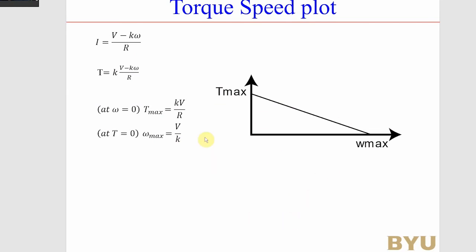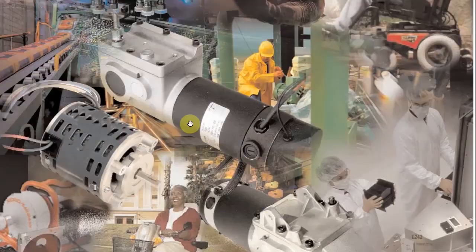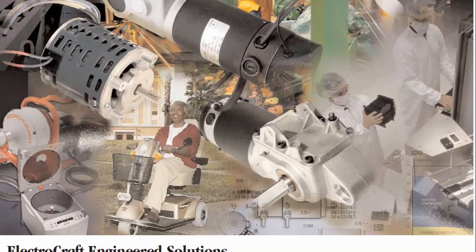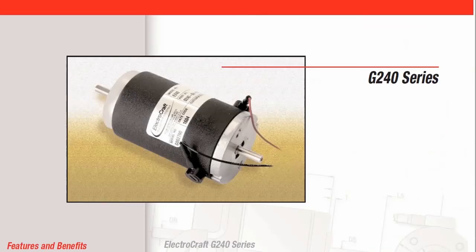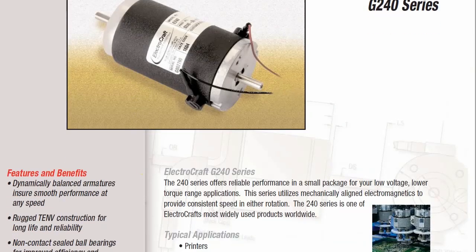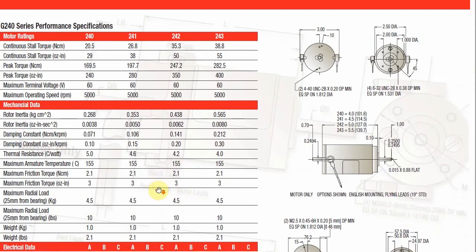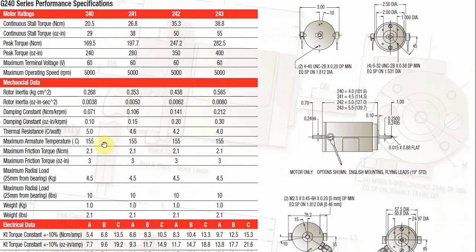So let's go look at a motor spec really quick. Okay, so here's a spec for a set of motors by Electrocraft. I just found something online. So here is a motor. So if we look at these specs, they got these different motors. Each column is a different motor, okay? And so with this one, they give you that this has a maximum terminal voltage of 60 volts.